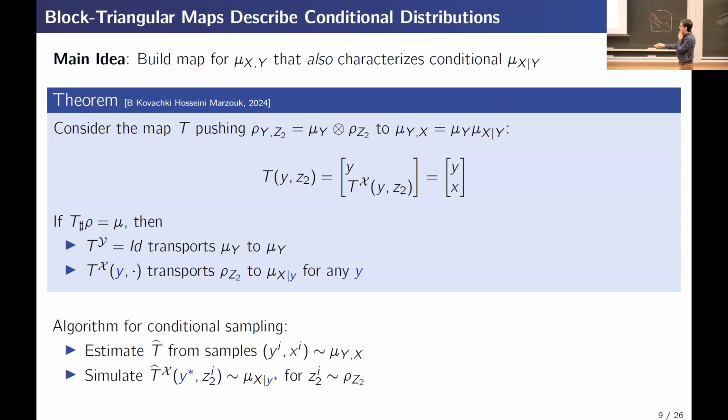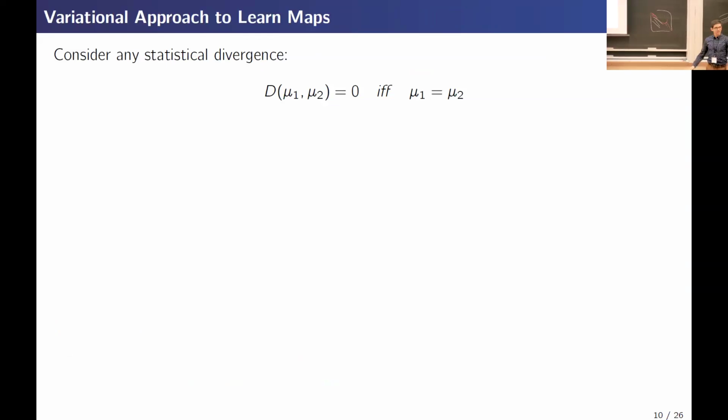So the idea, as an algorithm for conditional sampling, is you sample this joint distribution of x and y, and then given a new observation y star, you plug that into the map and evaluate this second component at samples from the source. You get new samples from the conditional. And typically these maps, the way that they're found is using variational approaches. So you choose some statistical divergence, call it D here.